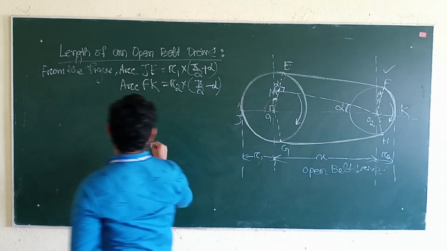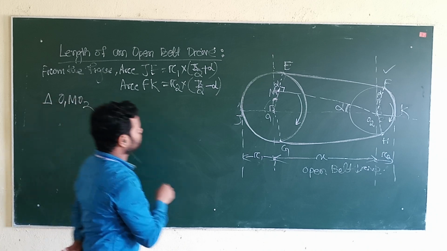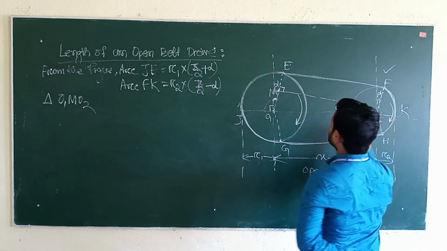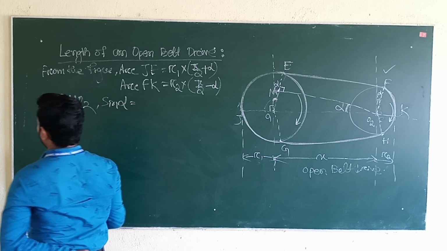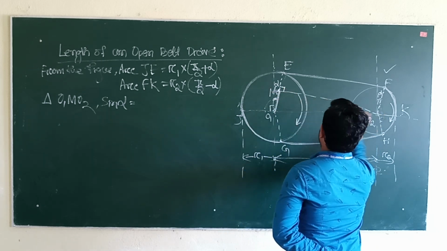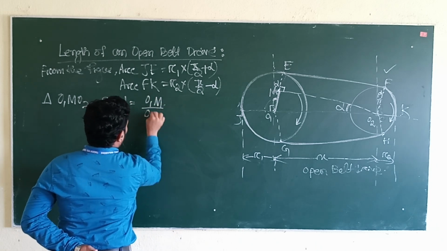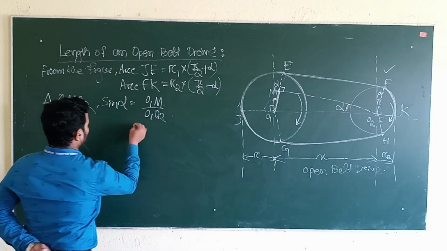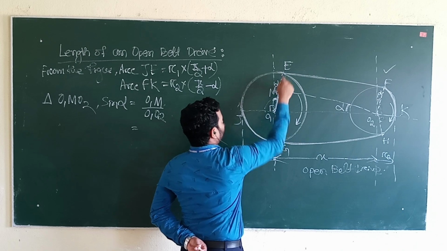Before that, first we will see in a triangle. O1, M, O2. Here we will see O1MO2 is a right angle triangle. From the right angle triangle, we will find out sine alpha. Sine of alpha means the opposite side over the hypotenuse. So sin alpha equal to O1M divided by O1O2. This part is your O1M. This total is your O1E.